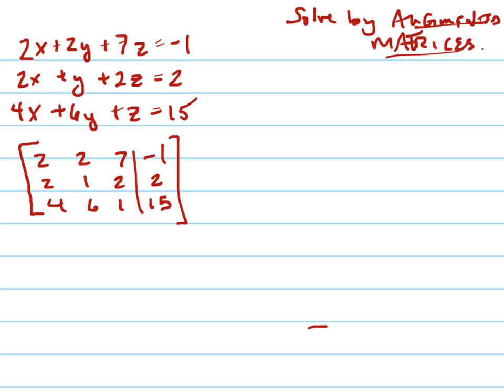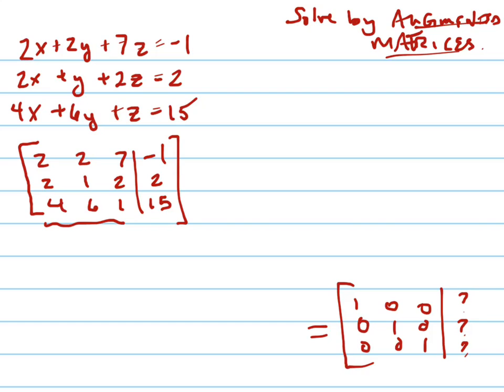What I'm eventually going to want is to change all of these things so that it looks like 1, 0, 0, 0, 1, 0, 0, 0, 1, and then whatever is over here are my 3 answers for X, Y, and Z. This is called reduced row echelon form right there.